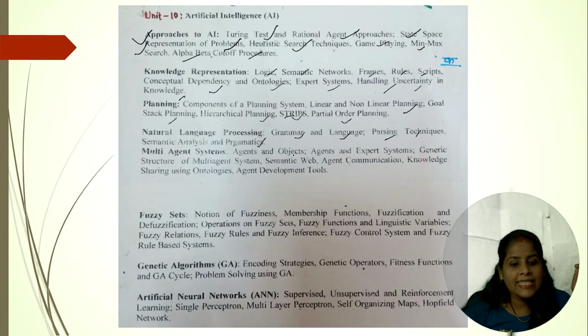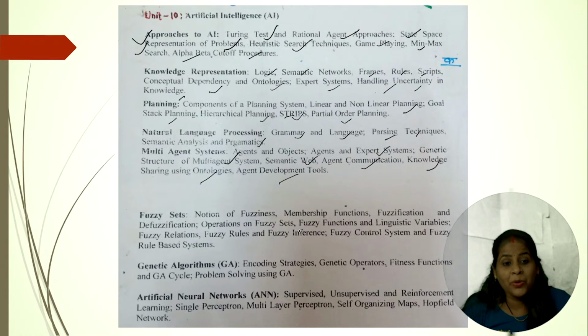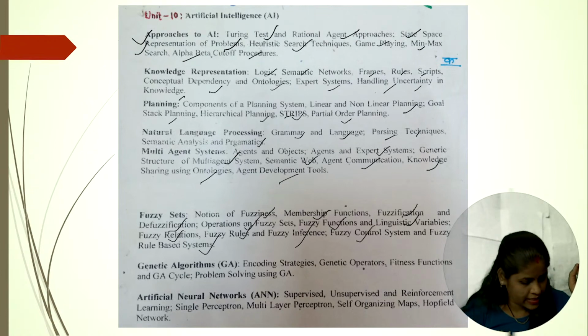Multi-agent system, agents and objects, agents and expert systems, generic structure of multi-agent system, semantic web, agent communication, knowledge sharing using ontologies, agent development tools. I am explaining you the syllabus because you will be eager to know what an interesting syllabus this is. That's why I am telling the syllabus also. Notion of fuzziness, fuzzy sets, membership function, fuzzification and defuzzification, operations on fuzzy set, fuzzy functions, linguistic variables, fuzzy relations, fuzzy rules, fuzzy inference, fuzzy control system and fuzzy rule based systems.